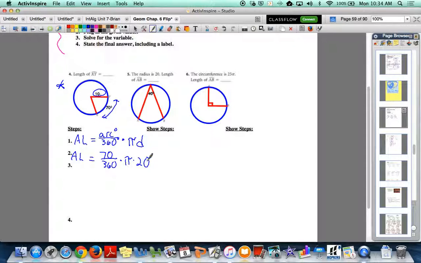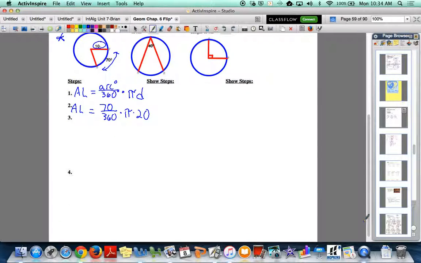In step 3 here, we're going to do a little bit of work. So for arc length, I'm going to reorganize this first and think about what fraction of the circumference we're looking at here. Let's try to reduce 70 over 360. We can fairly easily reduce that by thinking about 10 goes into 70 7 times, and 10 goes into 360 36 times. And then I'm going to put the 20 next, and then the pi after that. If I'm going to leave my answer as an exact answer in terms of pi, I'm going to go ahead and just multiply this part of it together.